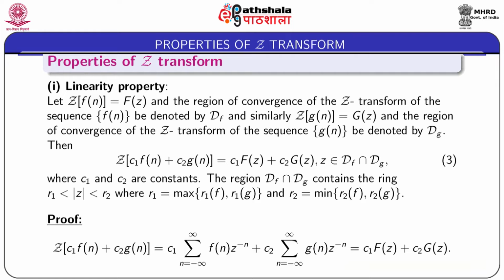For proof, we write Z transform of the function C1fn plus C2gn. This is equal to C1 summation n equal to minus infinity to plus infinity fn z to the power minus n plus C2 summation n equal to minus infinity to plus infinity gn z to the power minus n, which is equal to C1 capital Fz plus C2 capital Gz defined in the domain described above. So, we have proved the linearity property.